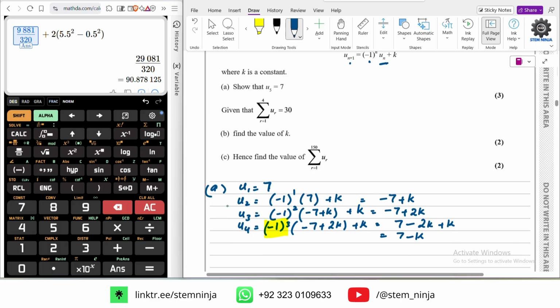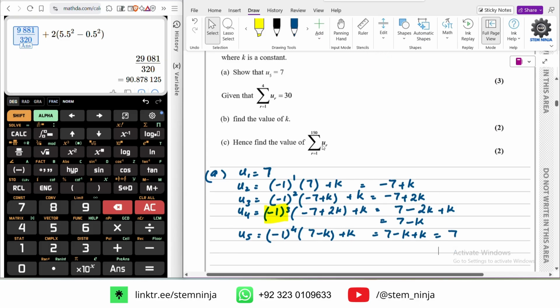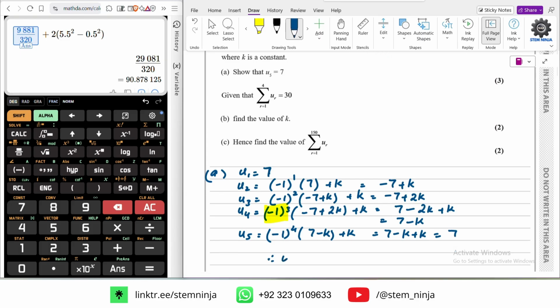And u5 is minus 1 whole raised to power 4 times 7 minus k plus k. So minus 1 whole raised to power 4 is just 1. So 7 minus k plus k, basically that's 7. So that's what we have shown. So therefore u5 is 7.